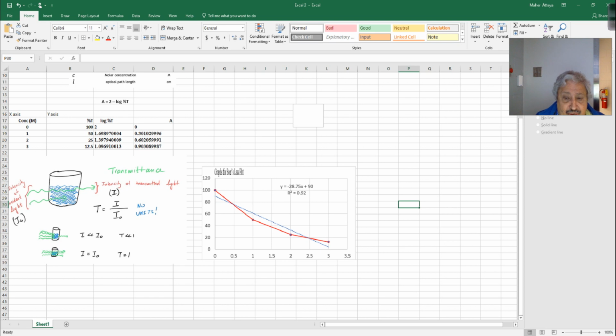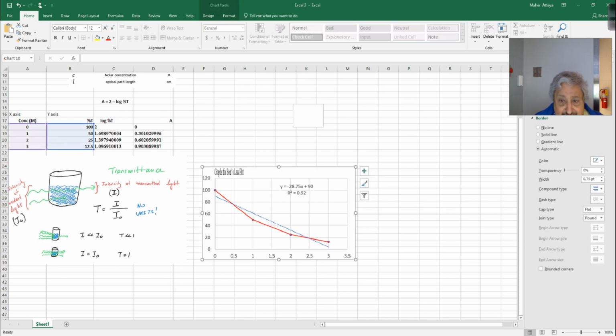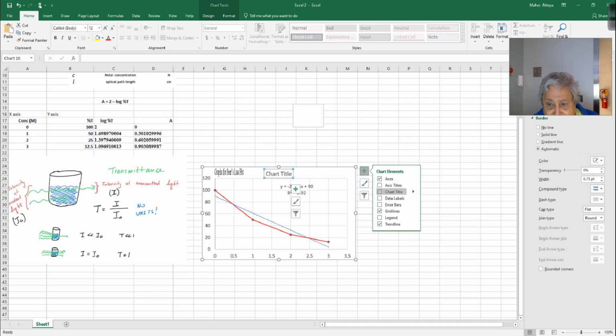So now we have to come and add axis titles, correct? The x-axis is the concentration. So I can come here and add. It asks me what you want to add. Chart title, we did. Okay. Axis title. So let's add axis title here.